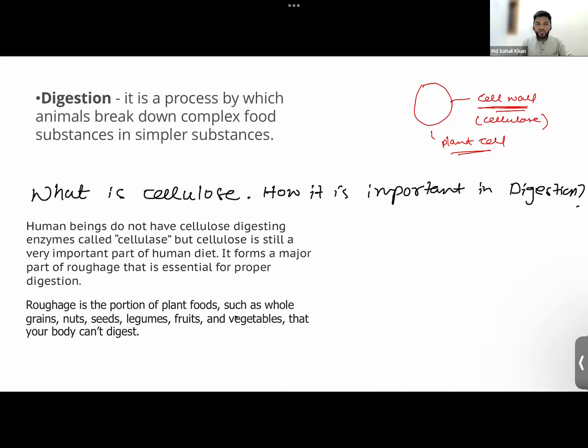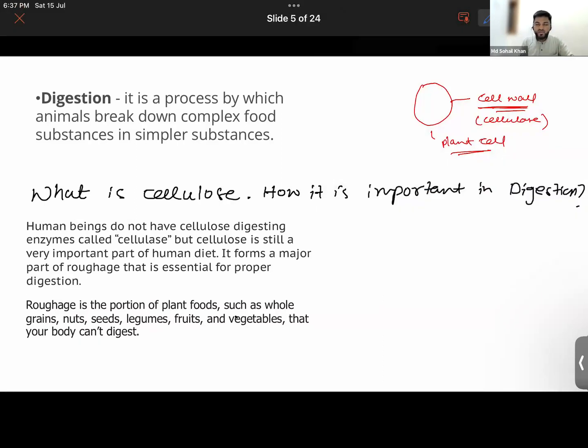All right, guys. Remember, in our previous class we talked about the difference between plant and animal cells, and one of the fundamental differences is the cell wall, that plant cells have a cell wall as their outer boundary. And it is made up of cellulose. But the question is, what is cellulose and how is it important for digestion, since we are talking about digestion? All the plant-based foods which we consume, whether vegetables or a leafy vegetable like spinach, consist of some amount of cellulose.